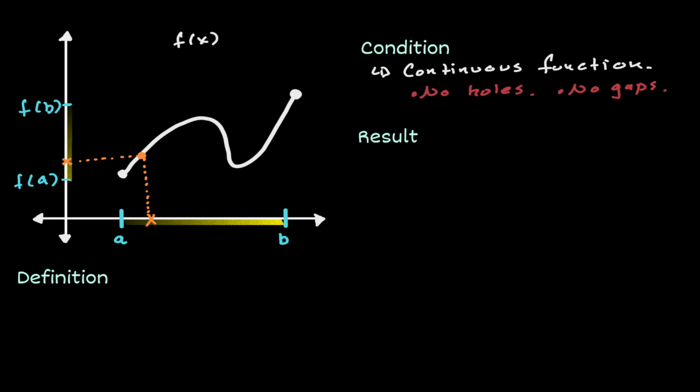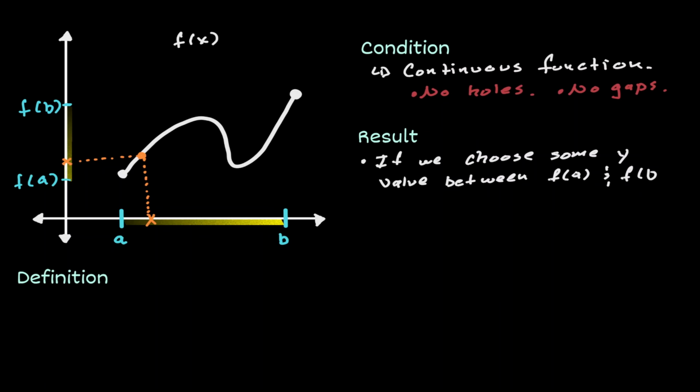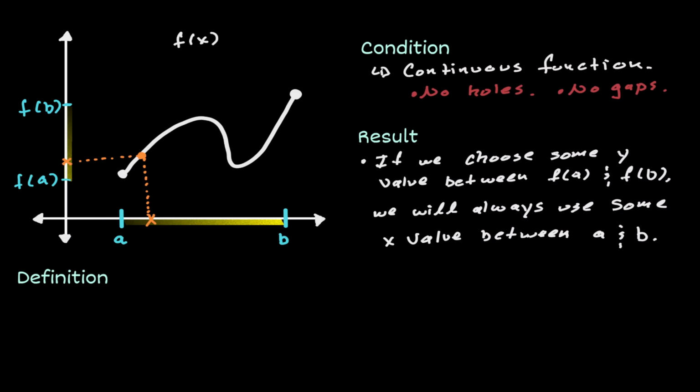As a result, we can say that if we choose some y value between f of a and f of b, we will always use some x value between a and b. And that is what we define as the intermediate value theorem. So this is the general idea, but let's actually write down a mathematical definition for it.